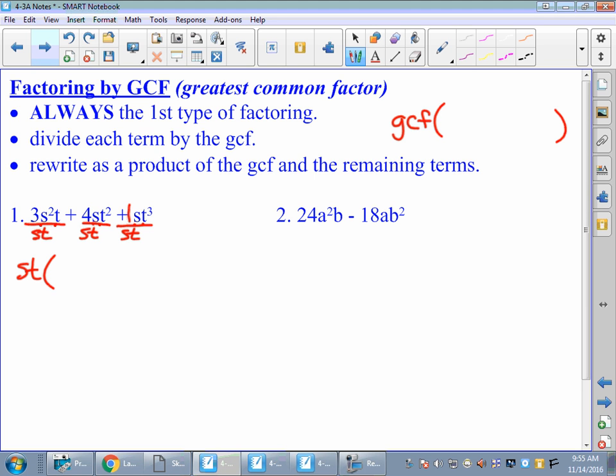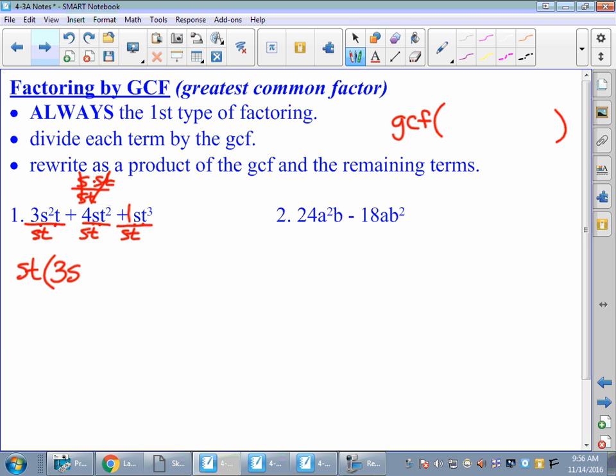Now when we divide, really what happens is you have an S squared on top, which is really an S times an S, and an S on the bottom. One of those S's cancel because it turns into a 1. And then the T on top and the T on the bottom will just cancel out. So we still have a 3. We'll have an S, but we lose one of our S's and our T.